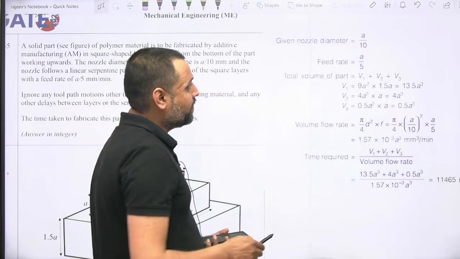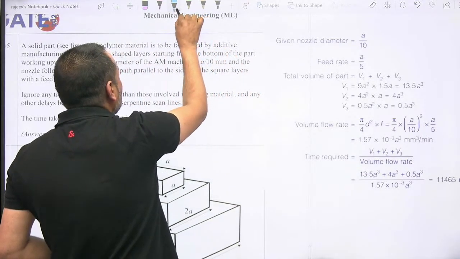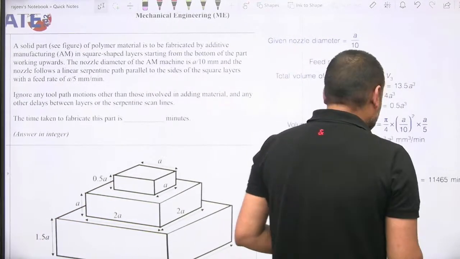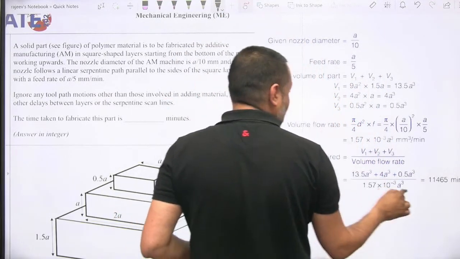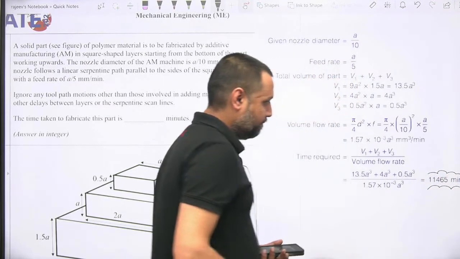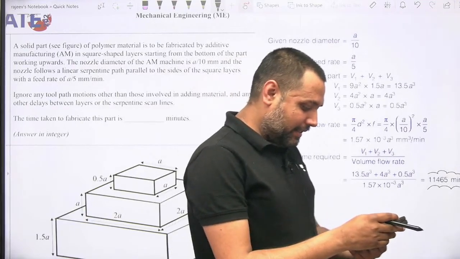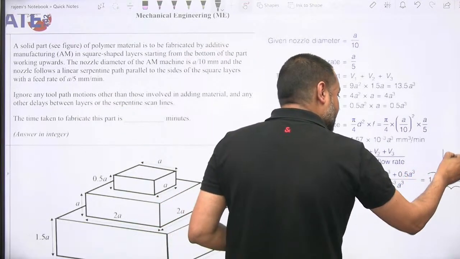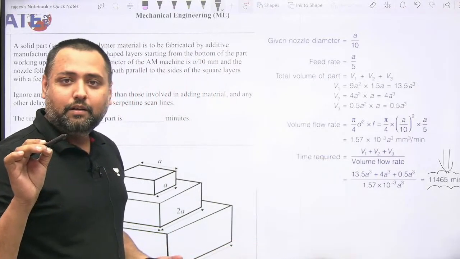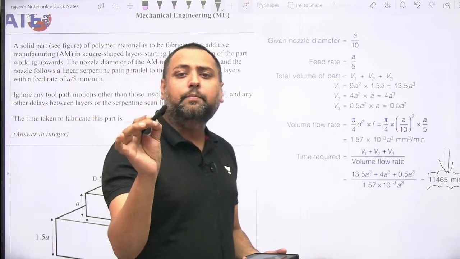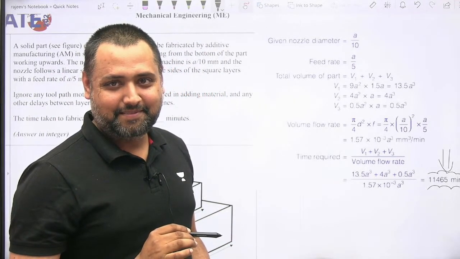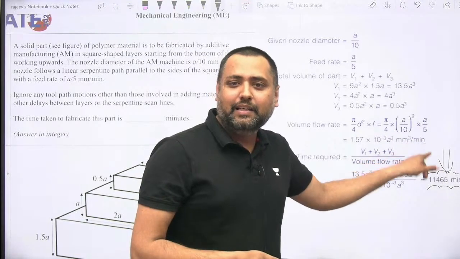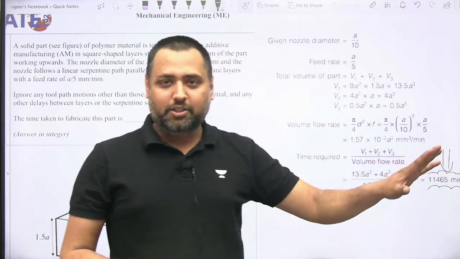And my dear students, the answer circulating in the market for this additive manufacturing question is something like 11,465 minutes. What I am here to say is that this is never ever going to be the answer. And yes, I am 200% assured, as I said earlier as well, that this answer will not be in the answer key given by IIT Kanpur when the answer key is released.